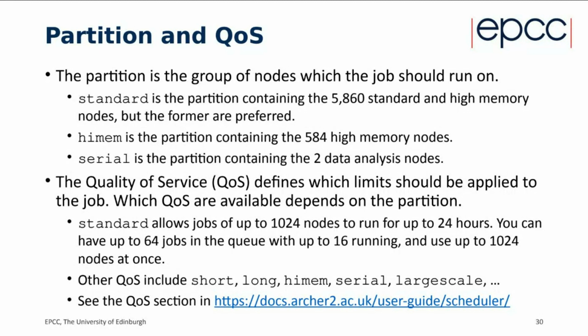That means you can run up to 1024 node jobs for up to 24 hours, but at the same time, you can only have 64 jobs in the queue in total. You can only have 16 running at any one time, and you can only use up to 1024 nodes at once. There are many QoSs actually, depending on what you're trying to do. If you need to look at those, I would say take a quick look at the QoS section in the documentation.